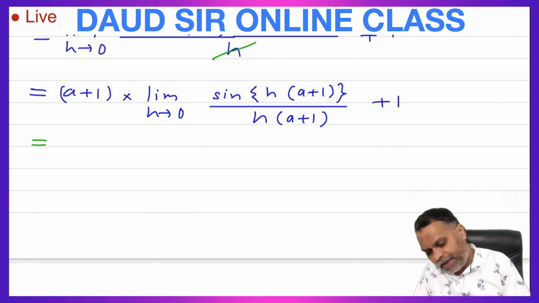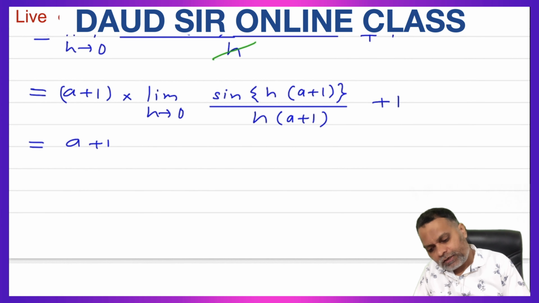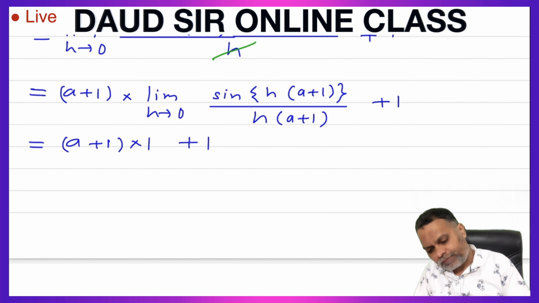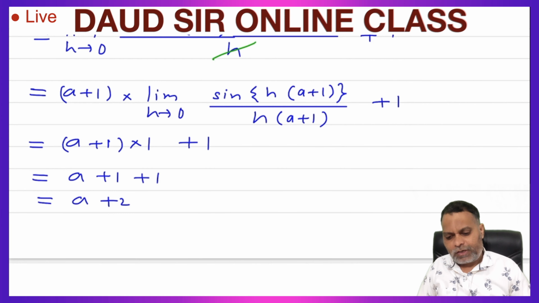So a plus 1 into 1 plus 1. So a plus 1 plus 1 which is equal to a plus 2. A plus 2.